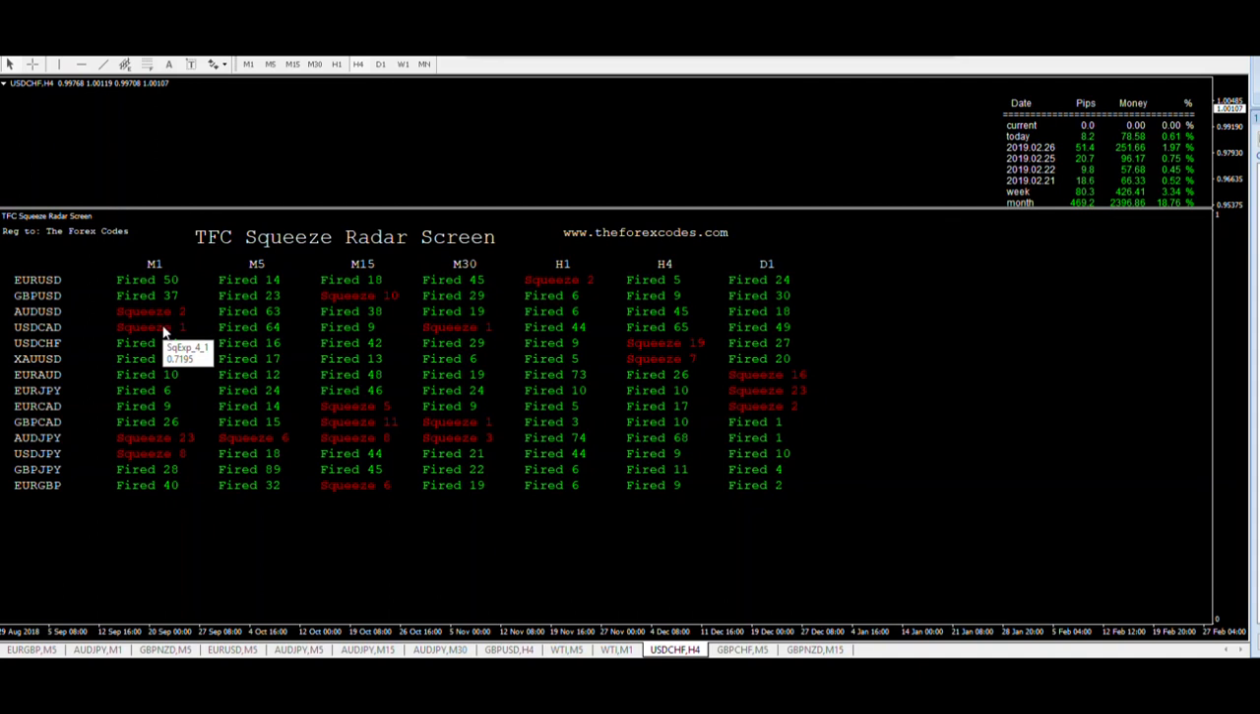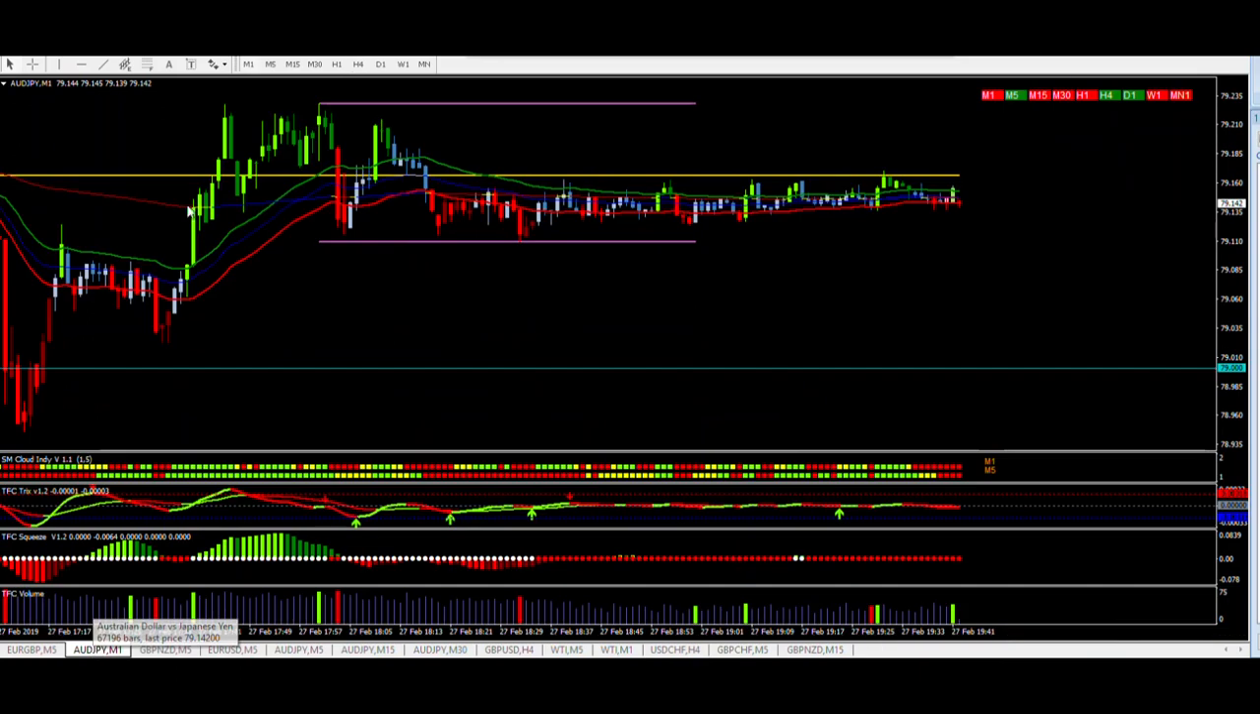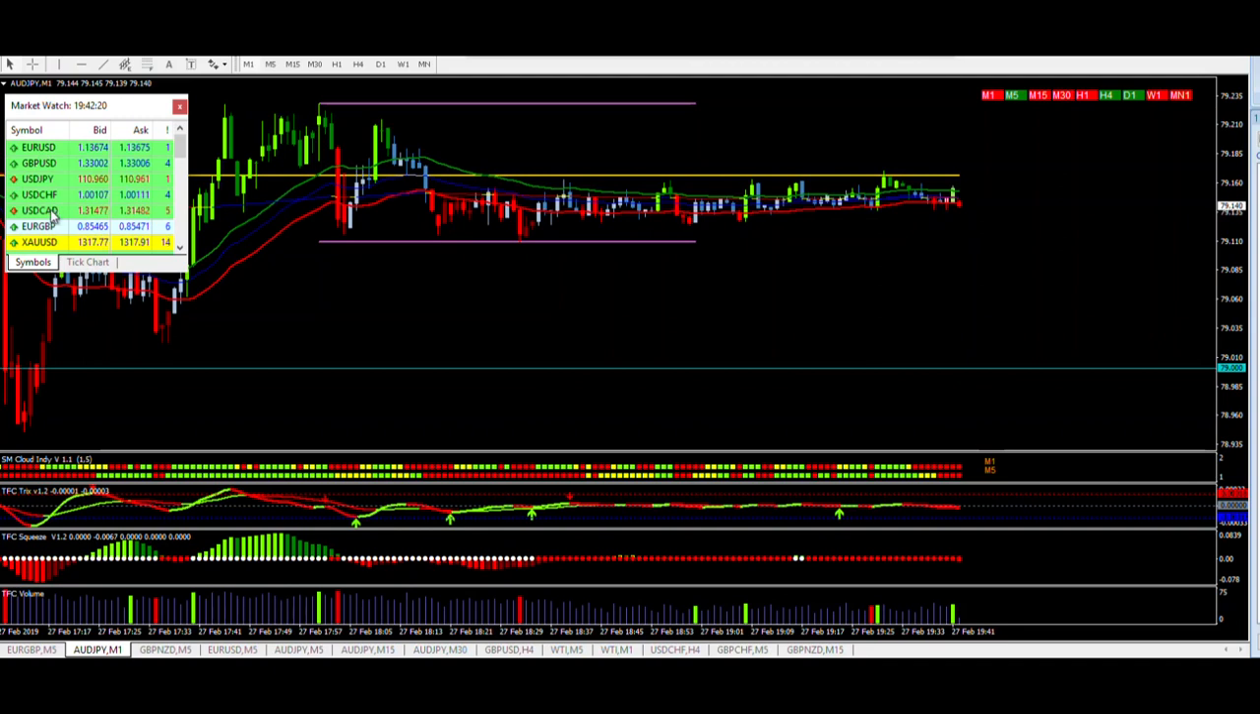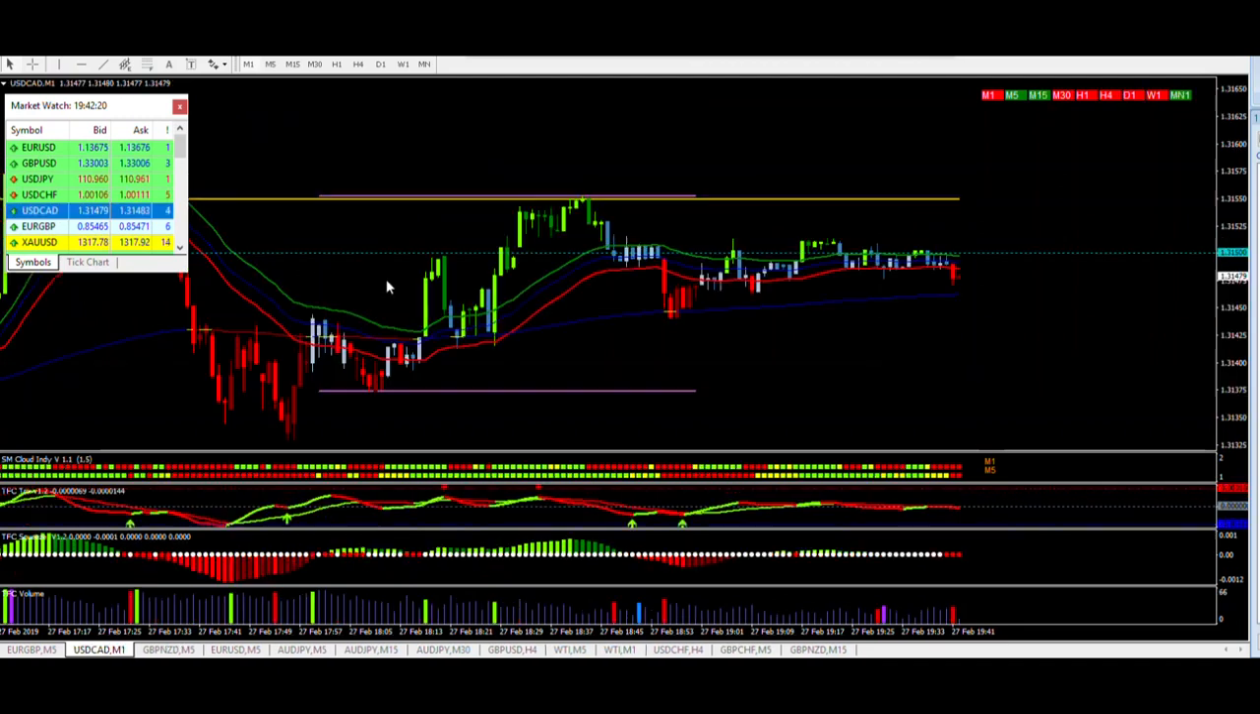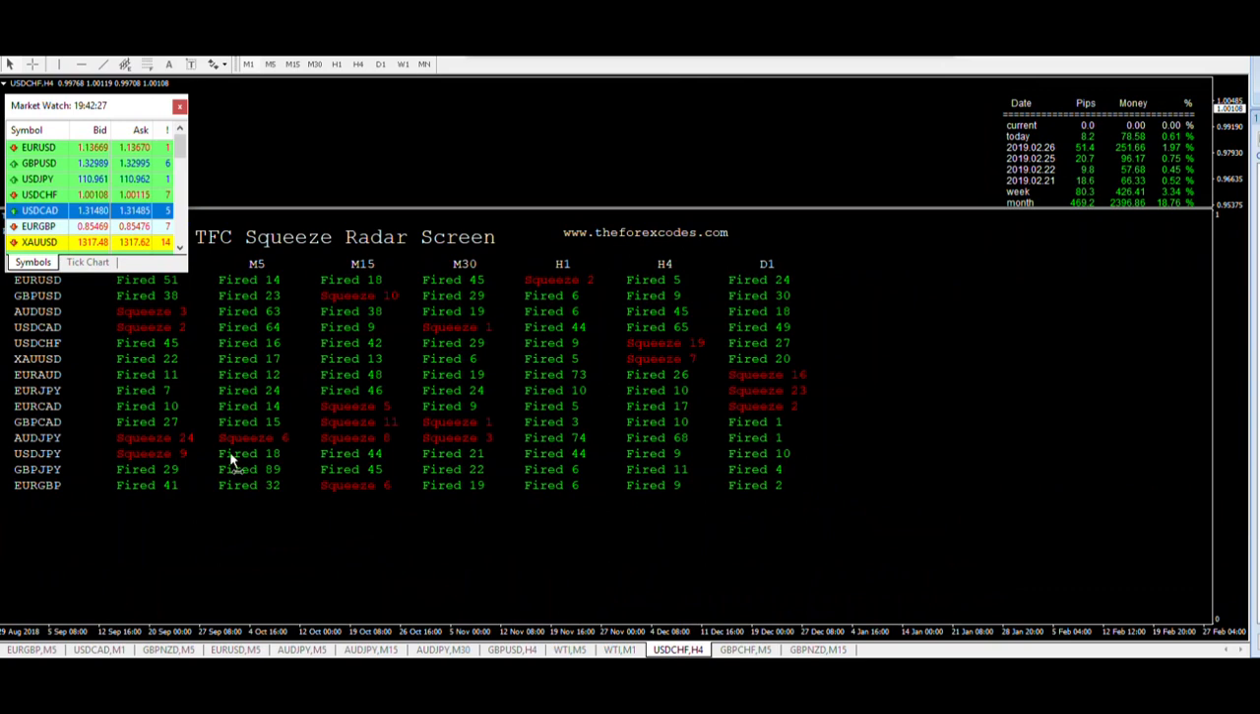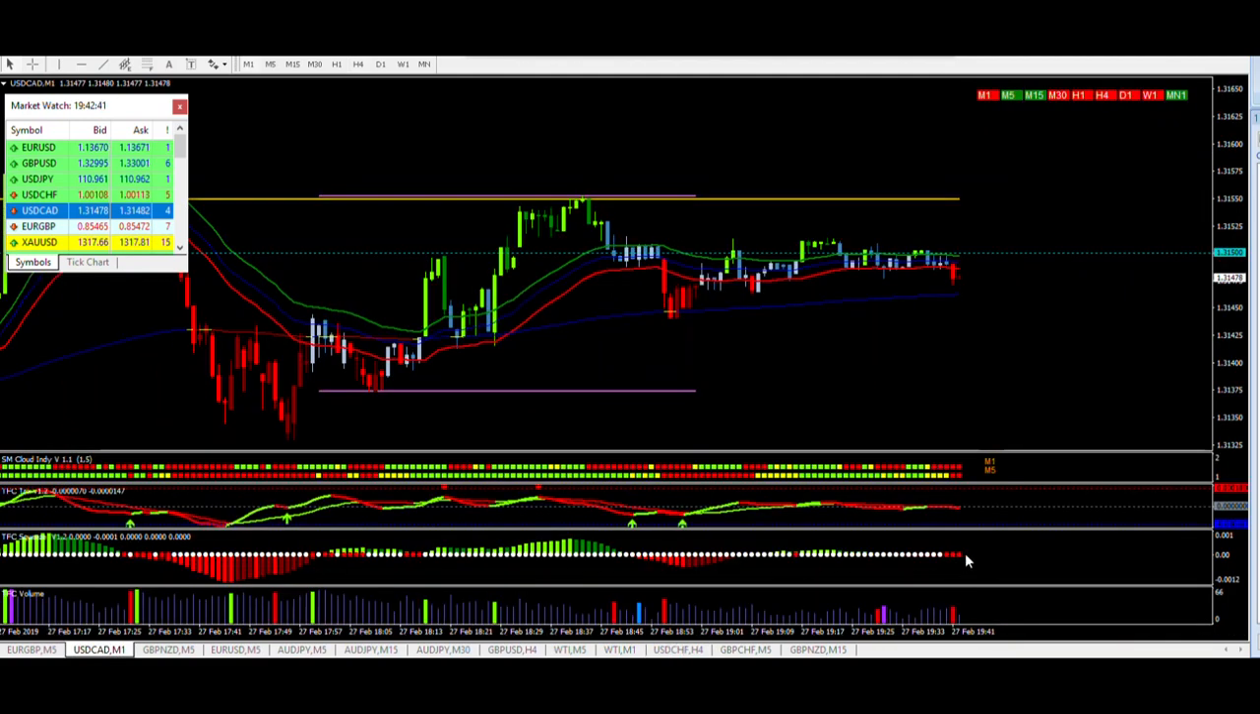Then I can look around and say, right, what are the rest of my indicators telling me? Now, Aussie Yen, we've just looked at that. So, dollar CAD. And as we can see from the radar screen, the dollar CAD has just given us the red signals. Look. There. It's on its third now. 2 have closed. And it's on its third, which is not closed yet.